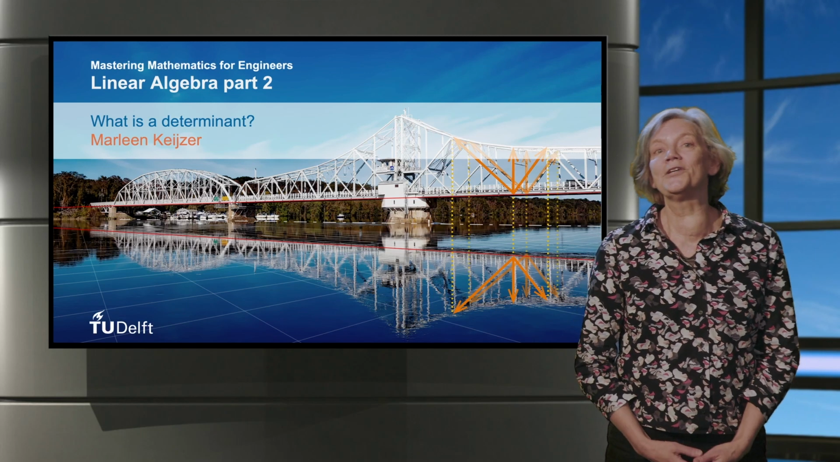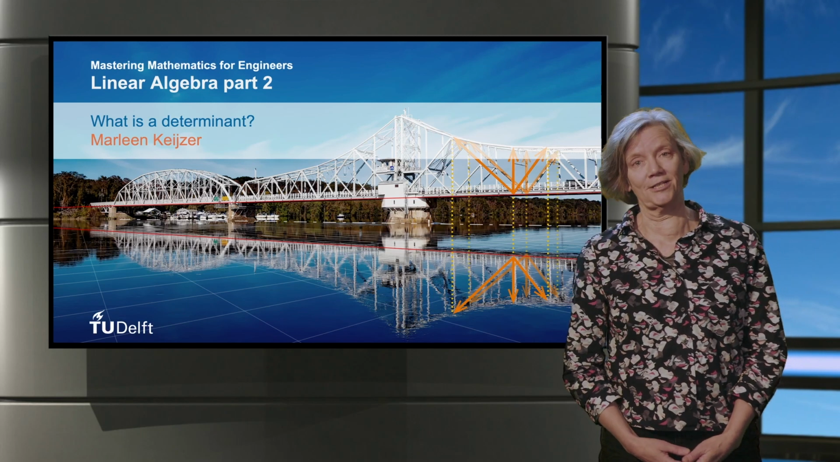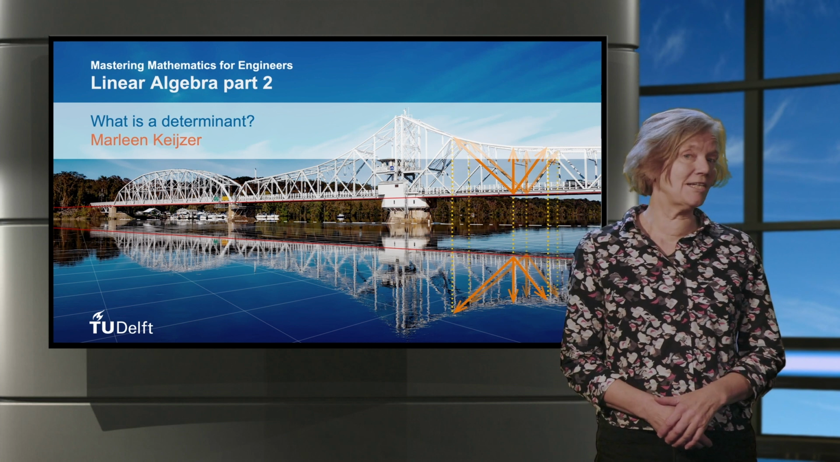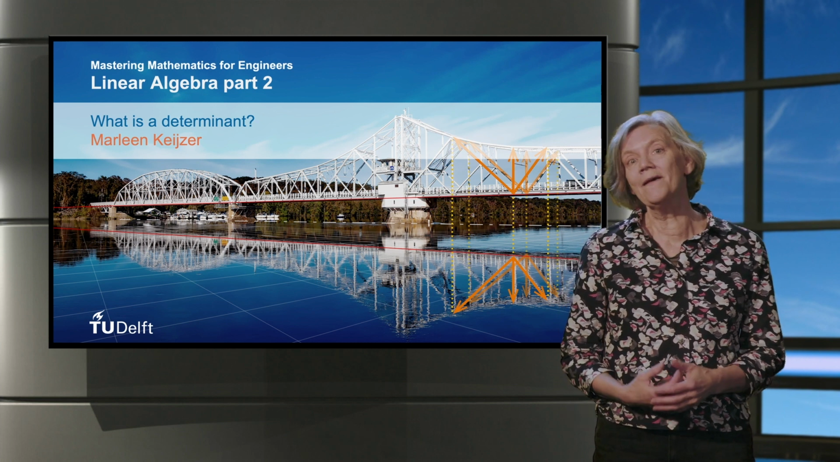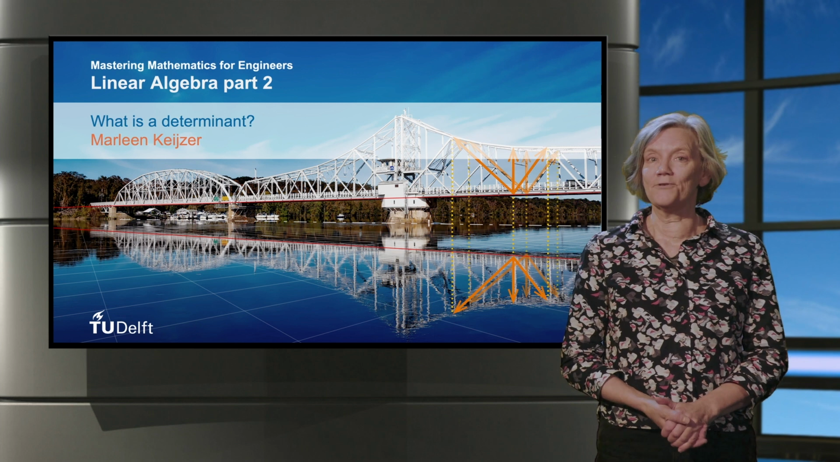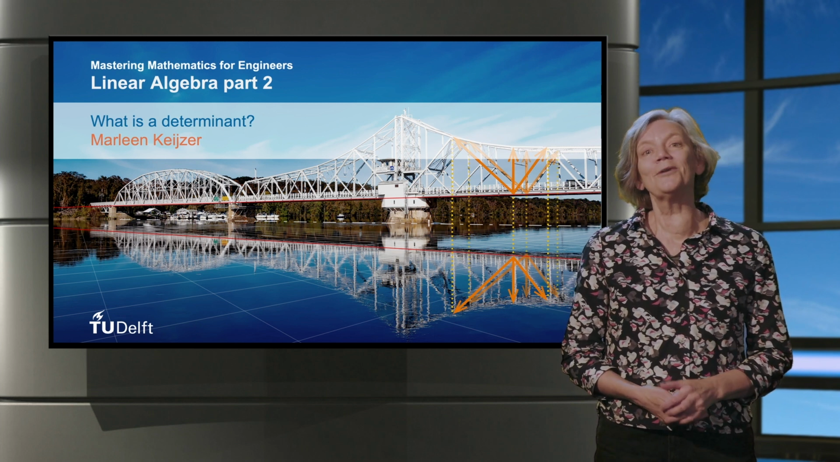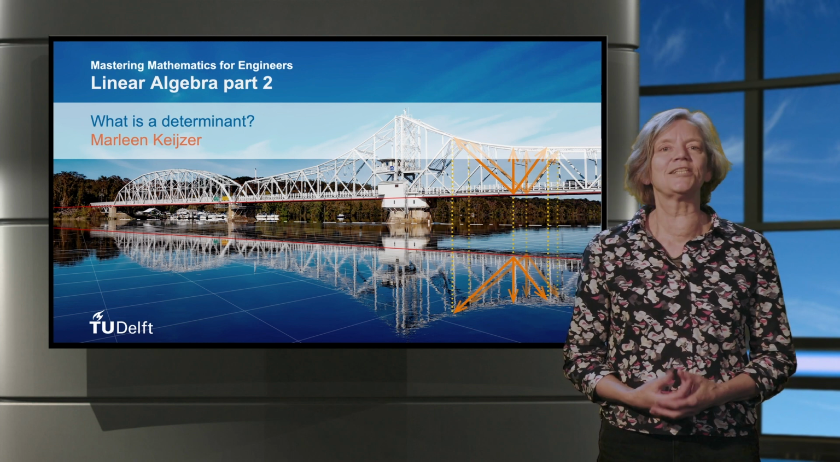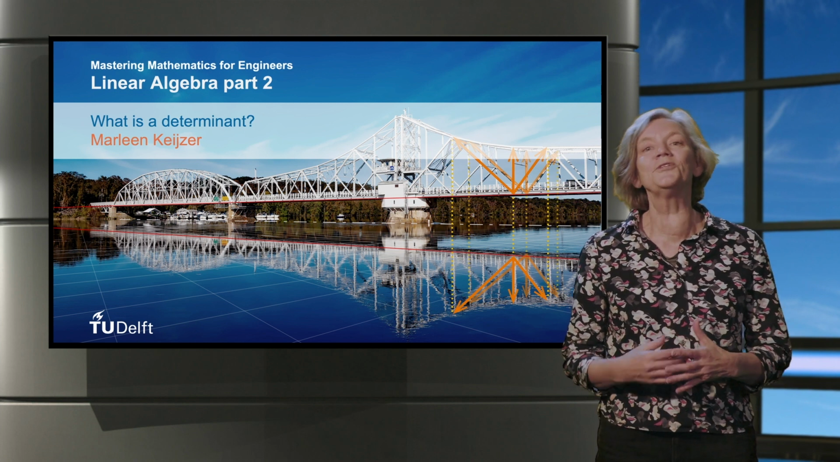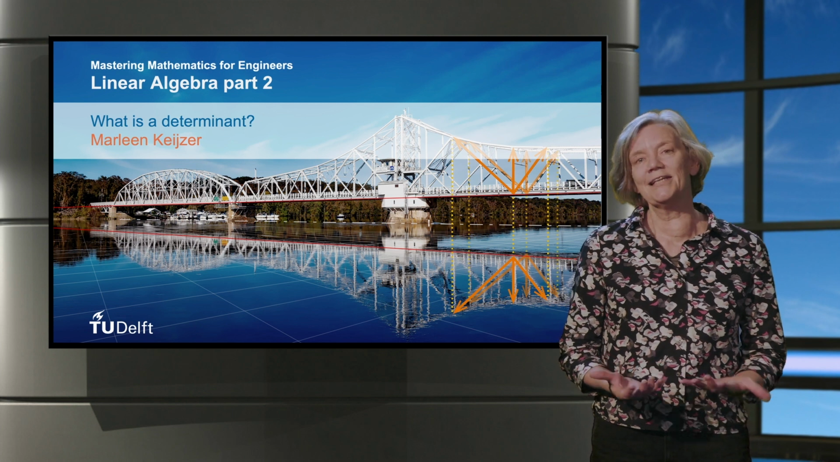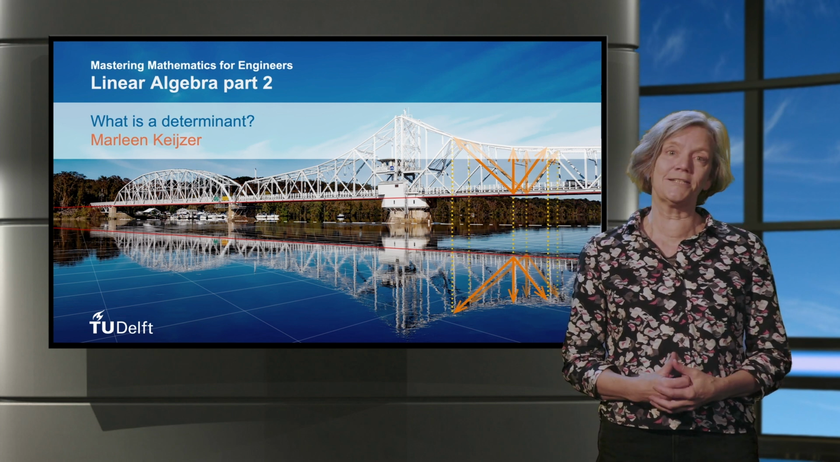It is very useful to know whether a matrix is invertible or not. Say you have a system of equations Ax equals b, and when matrix A is invertible, you know that the system has exactly one solution. One way to determine whether a square matrix is invertible or not is by computing its determinant. In this video, I will show you how to do this.